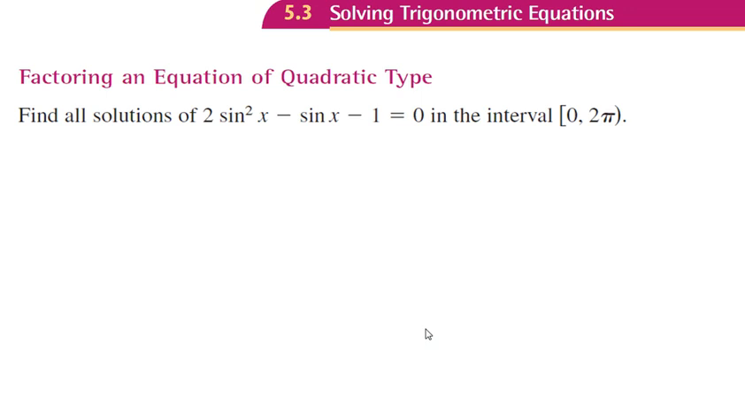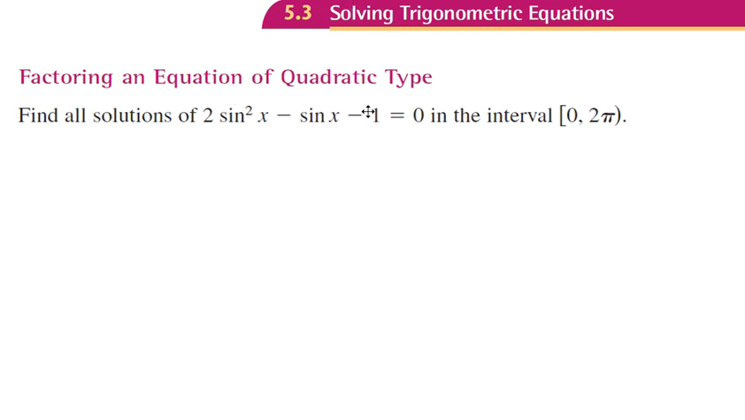All right, so we're going to go ahead and find all the solutions to now this guy: 2 sine squared of x minus sine of x minus 1 equals 0 in the interval from 0 to 2 pi. And notice by our title, we're factoring an equation of a quadratic type, meaning this is in the form of a quadratic. All right. So the way that we're going to solve this is we're going to want to factor it, and then we'll go from there.